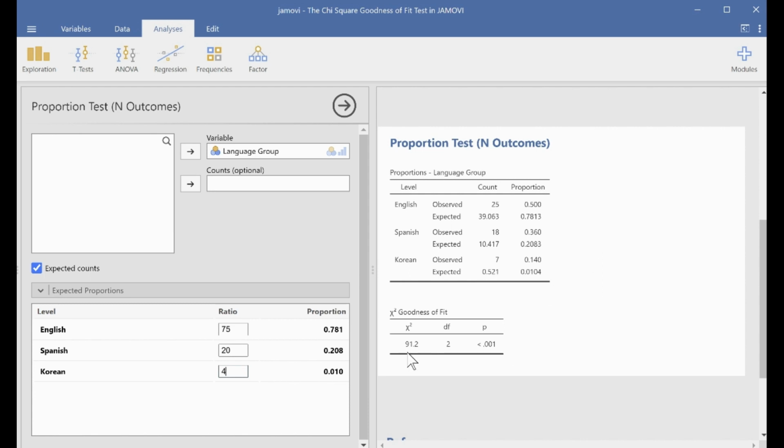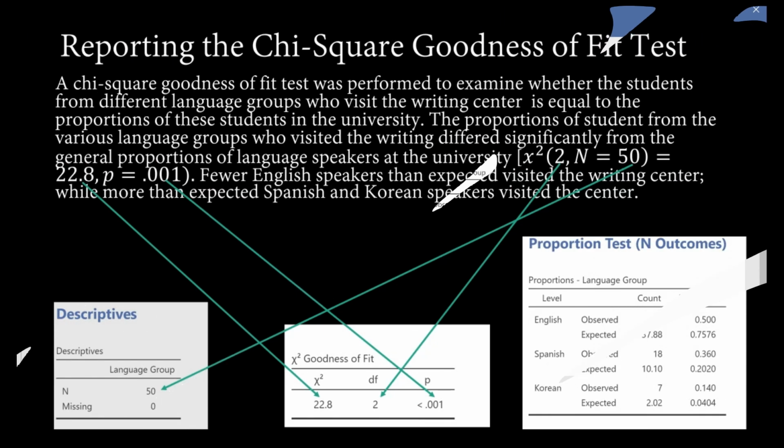When I look at the statistic, this is a statistical difference. There's a statistical difference between the observed and the expected. In other words, there's a different proportion of students coming to the writing center from the different language groups than I would expect based on the proportions within the population. This is significant at the 0.001 level, so it's very significant. And with that, the only thing left to do is to actually report this particular test.